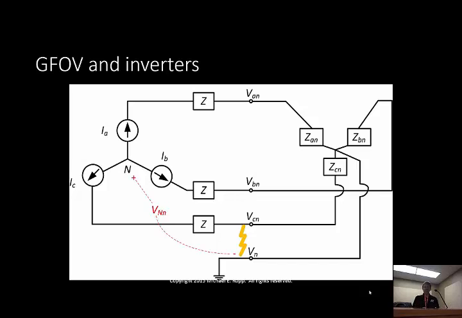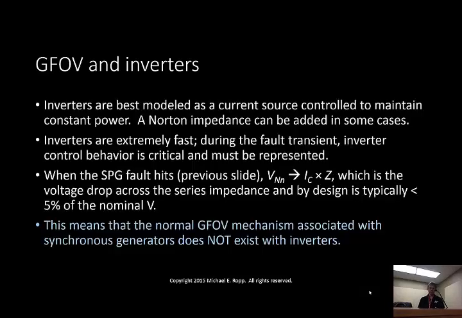Well, in this case, the Z is the impedance between the inverters and the point of common coupling, and that's deliberately designed in the plant design phase to keep that voltage below maybe 2% voltage drop, something like that. So it's going to be very, very small. And the bottom line is you can see that the ground fault overvoltage mechanism that exists in synchronous generators does not exist in inverters. And this is an important point to bring out.